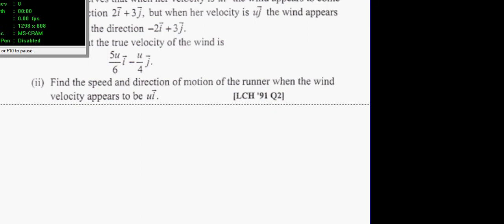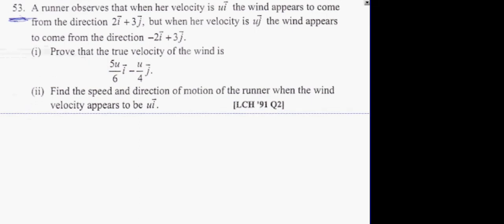The 1991 relative velocity question. A runner observes that when her velocity is ui, the wind appears to come from the direction 2i plus 3j. But when her velocity is uj, the wind appears to come from the direction minus 2i plus 3j. Prove that the true velocity of the wind is 5u over 6 i minus u over 4 j. Find the speed and direction of the motion of the runner when the wind appears to have a velocity of ui.